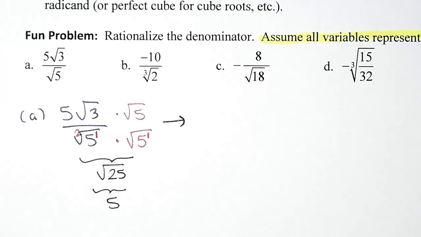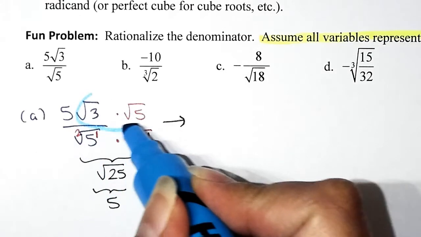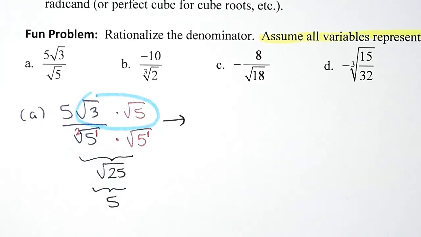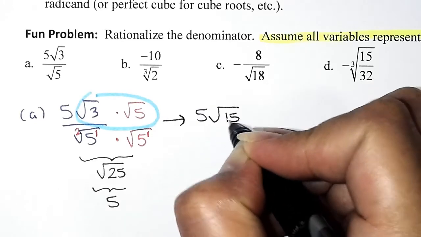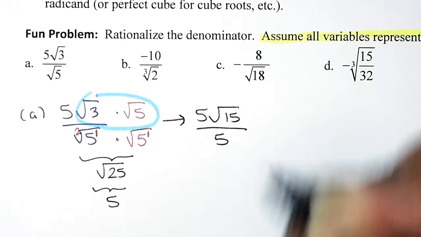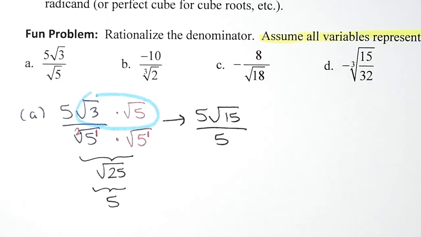Okay, so looking at the numerator, let's multiply 5 square root of 3 and the square root of 5. When we multiply the radicals, square root of 3 times the square root of 5 will give us the square root of 15. So that will leave us with 5 times the square root of 15 over 5.